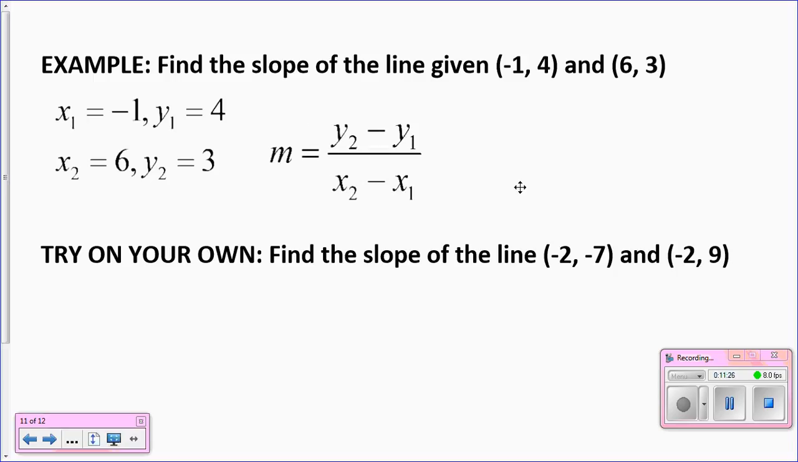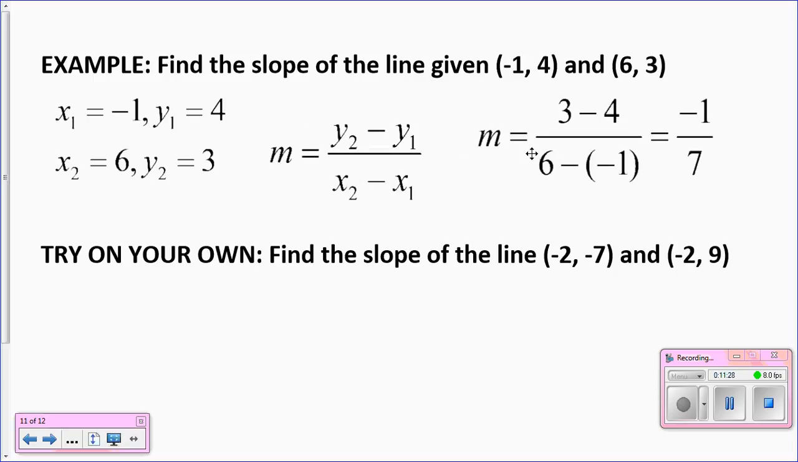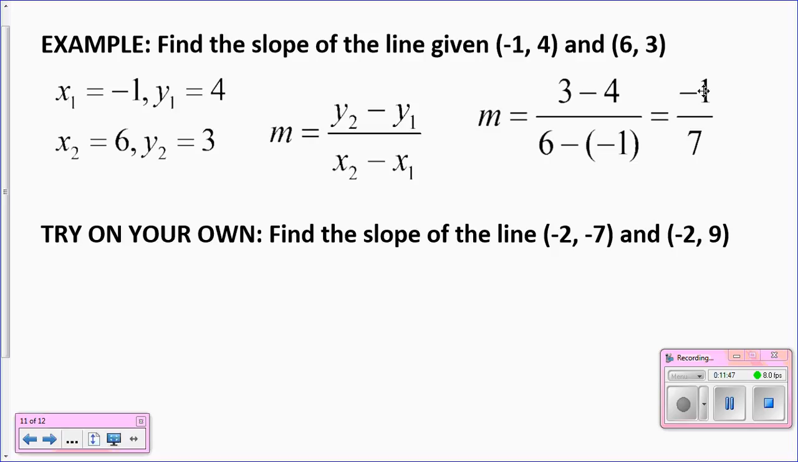So that's what I have. I'm plugging in for this equation, so I just go ahead and plug it in. 3 minus 4 over 6 minus the -1. Notice how I have -1 in parentheses. 3 minus 4 is -1. 6 minus -1, that's really adding, so that gives me 7. So -1 over 7 is my slope. That means I would go to the left 1 space because it's negative, and left movement is negative, and then I'd go up 7 because that's a positive.